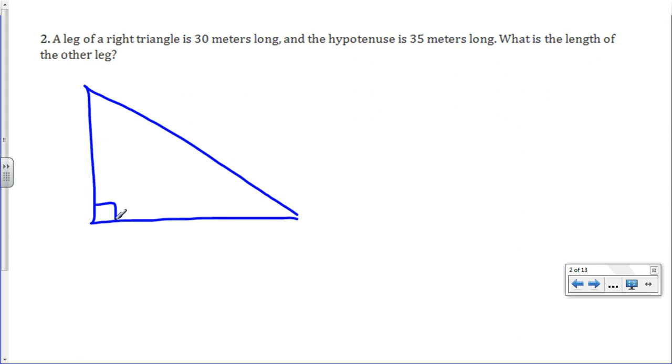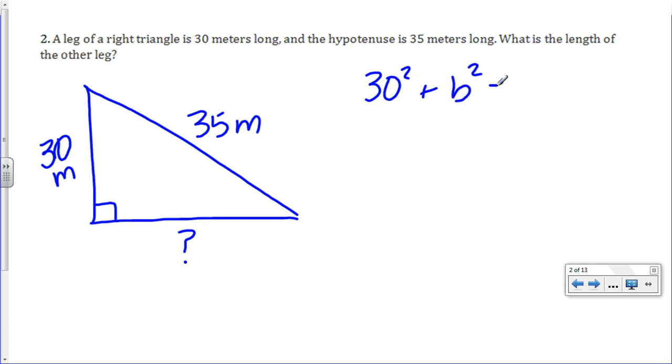All right, so I'm told a leg is 30 meters. Hypotenuse is 35 meters. What is the length of the other leg? So that's what visually they're explaining to me. So I would take all that information, plug it in. Now remember, with legs, you can interchange them. So you could have done b squared plus 30 squared equals 35 squared. Remember, legs, you can do either one with.